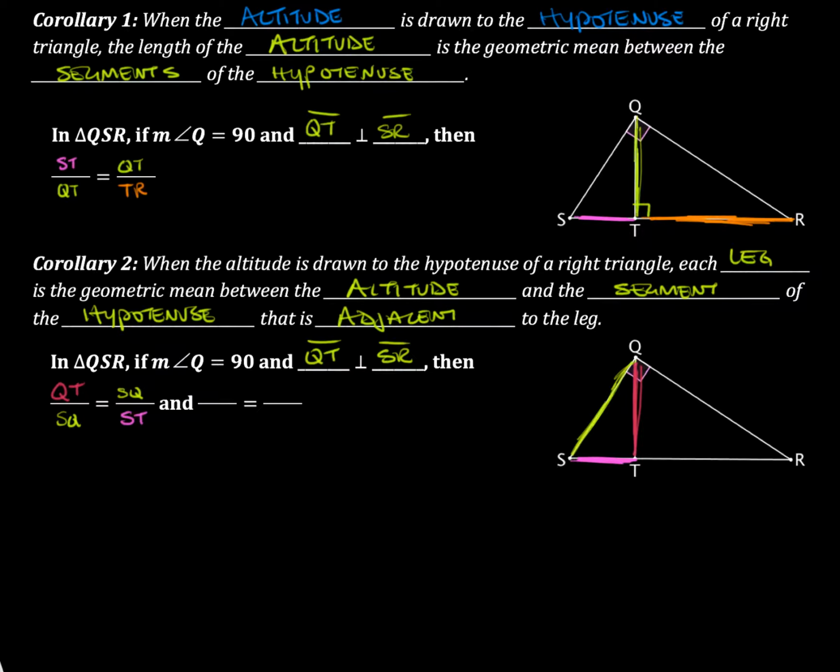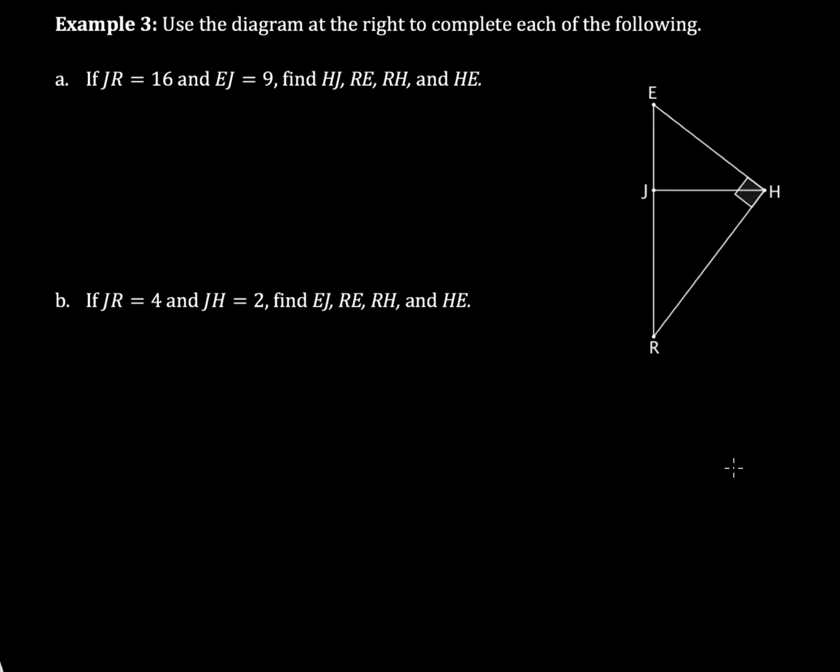The other one is that the other leg, QR in this case, will be the geometric mean, so it can go here and here, between the altitude, which we've already colored in here, that's QT, and the other segment of the hypotenuse, the segment that's adjacent to QR, so that would be TR. So these three relationships happen anytime I draw the altitude from the right angle down to the hypotenuse in a right triangle. Now let's take a look at a couple examples to work this out and see what we can do with this.